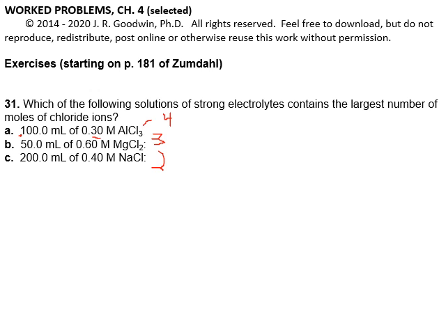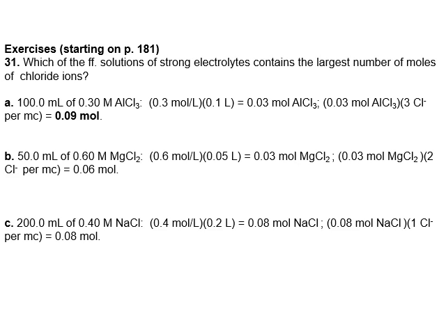So for B, you would have 0.05 liters here times 0.6, and for C you would have 0.2 liters times 0.4, which is 0.08, and then multiply it by 2. And let's go to the answer. So when we do A, when we do all this multiplication here, we get 0.09. For B, we get 0.06, and for C, we get 0.08. So the largest of those three numbers is A, 0.09.